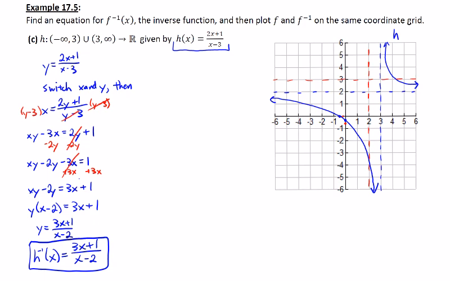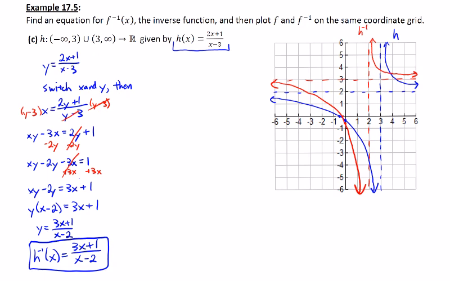So when I plot this, for the left side of the vertical asymptote, I'm going to get something that looks like this. And then for the right side of the vertical asymptote, we get something that looks kind of like this. And this is going to be called h inverse.